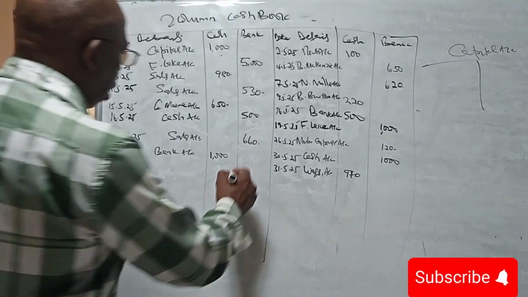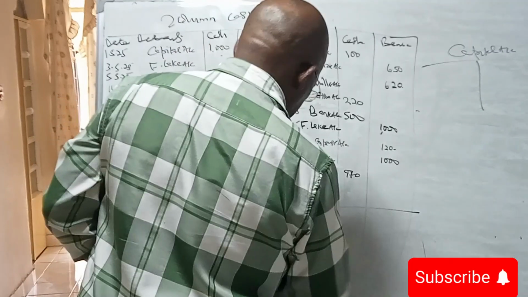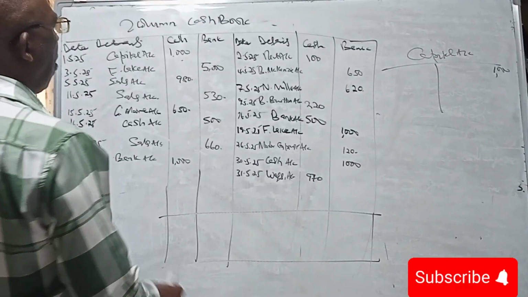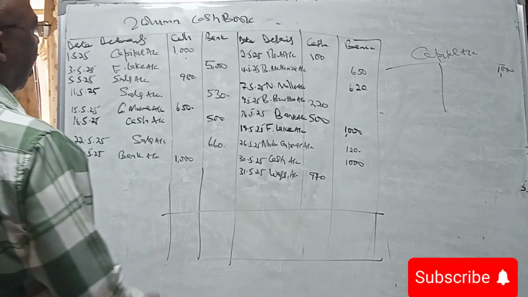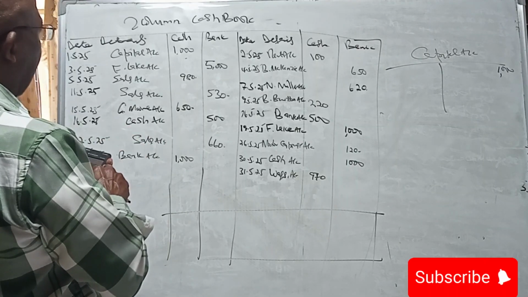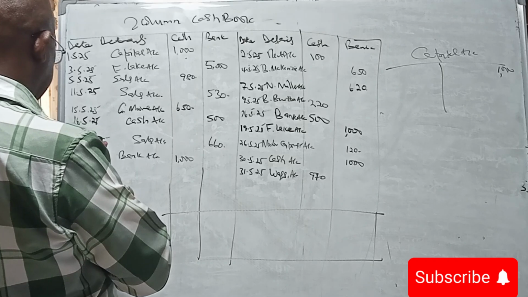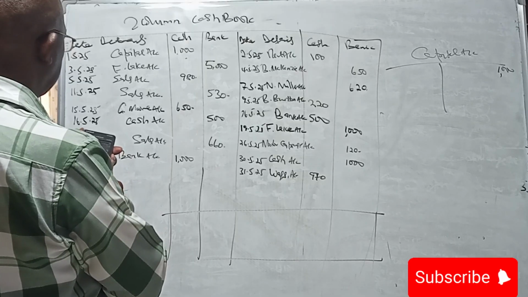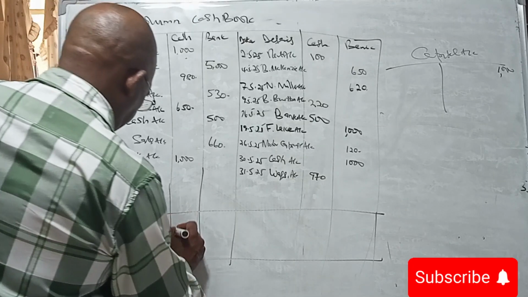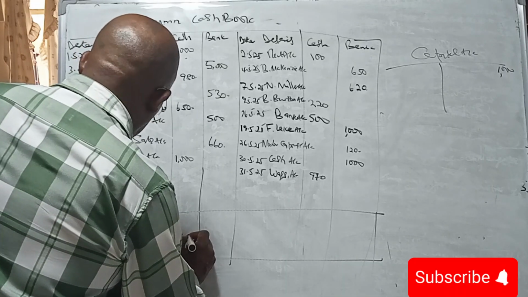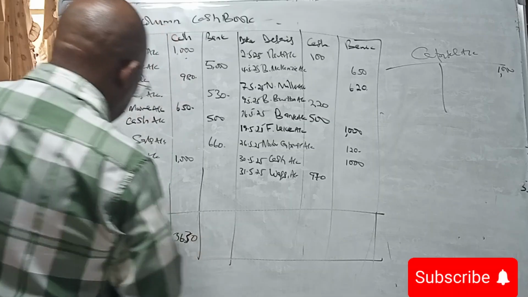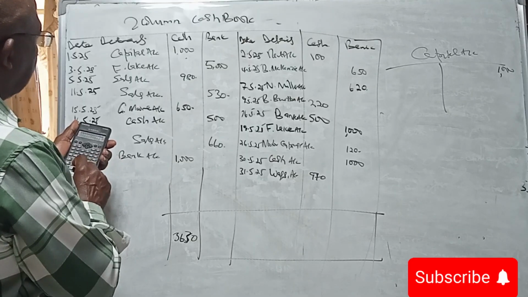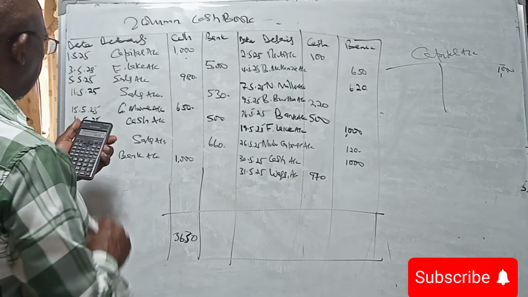So always remember that the bank column can have a debit or credit balance, but the cash will always have a debit balance. So if we add them up, 1980 plus 650 plus 1,000, we get a figure of 3630. The total amount of money received is 3630.